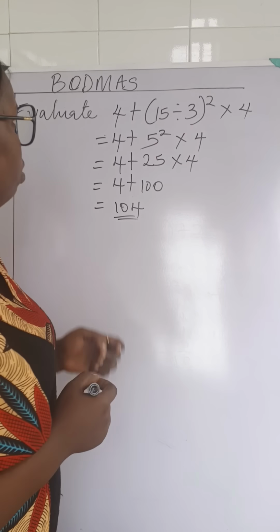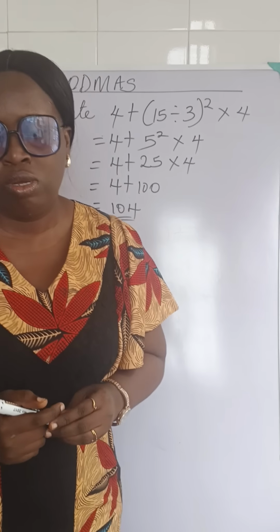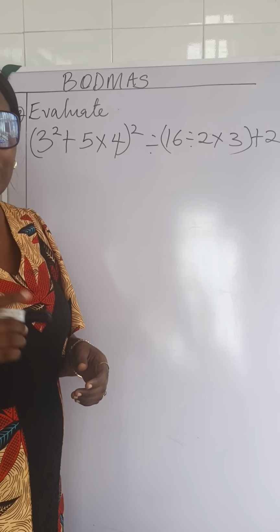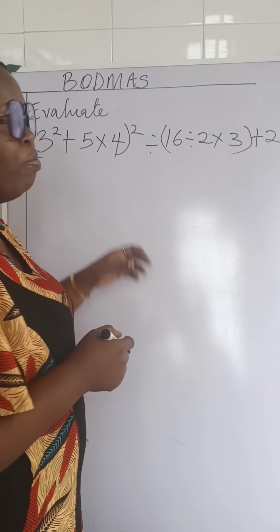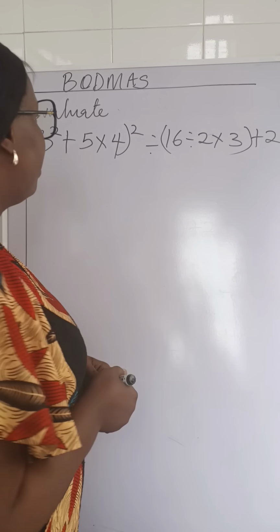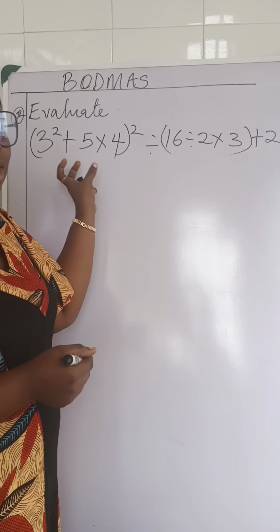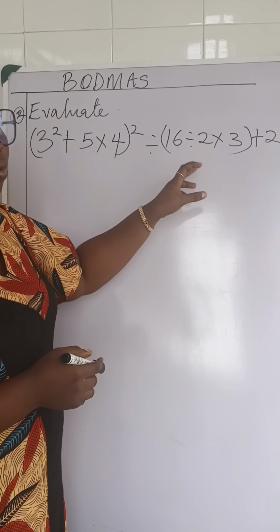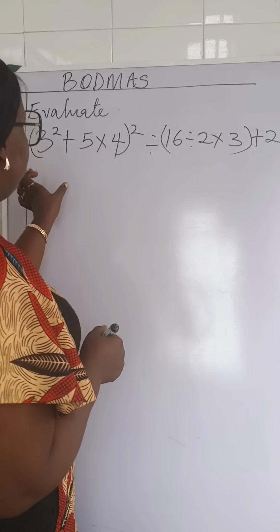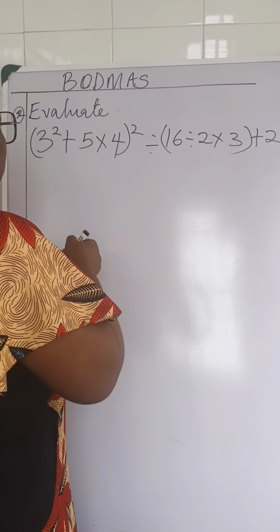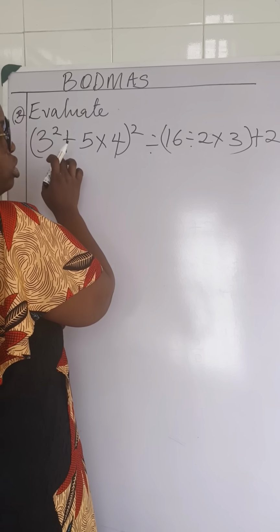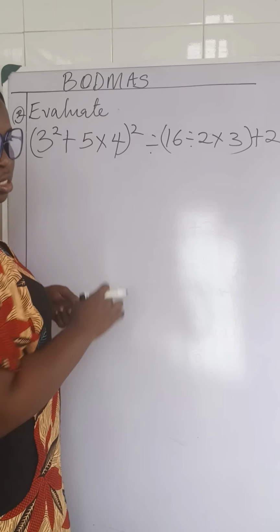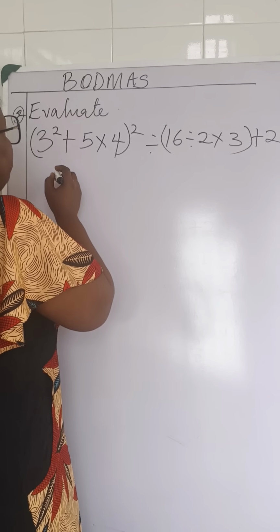Now let's work number 2, which is a little more hard. Let's look at this number 2, which is a little bit harder than number 1 that we just solved, right? We are evaluating this too. And remember, with the rule of BODMAS, we are going to solve the ones in the bracket first. We are going to have 3 squared plus 5 times 4 in parentheses, bracket 2, raised to power 2.